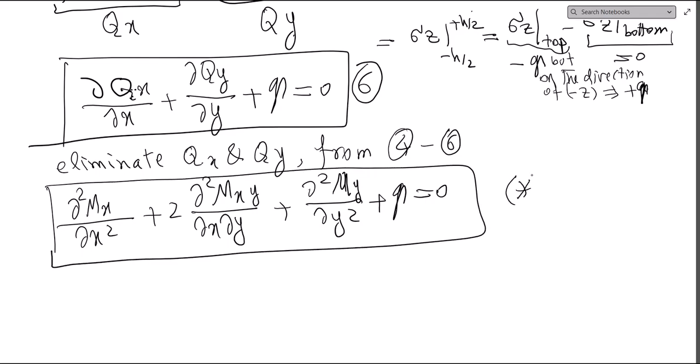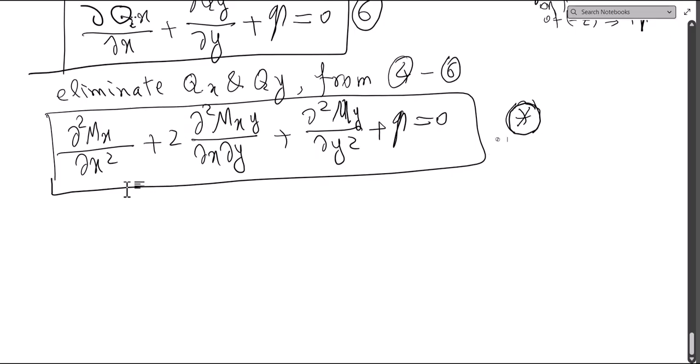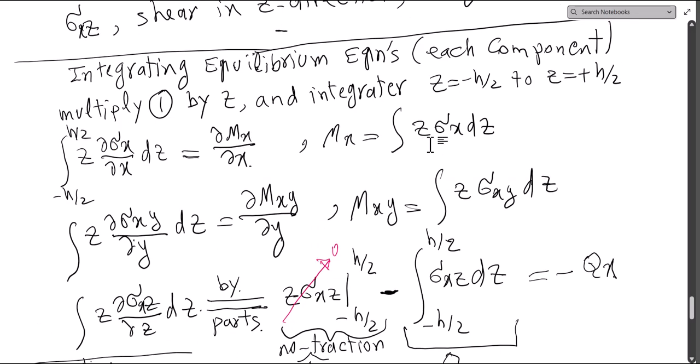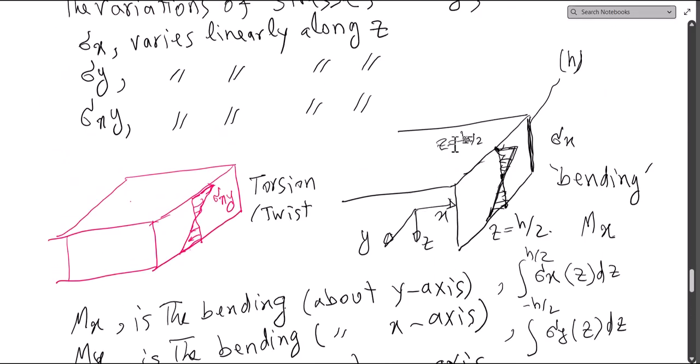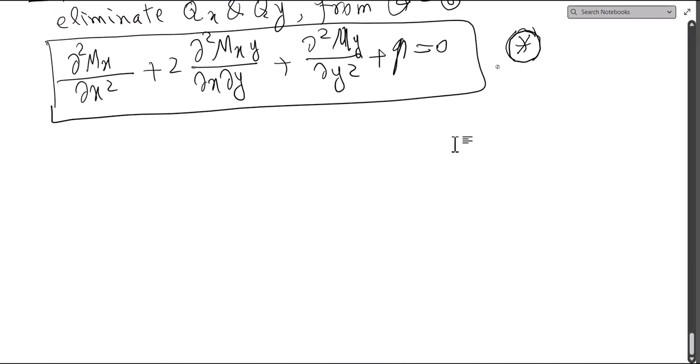Let's call it star, equation star, because we will refer to this again. Now we have to do some operation in order to plug in terms of w for Mx. When you go back and look at it, Mx is the integration of these stresses, right? So I will do one, and then a similar operation can be done for the others, and then we are close to finding our final results.